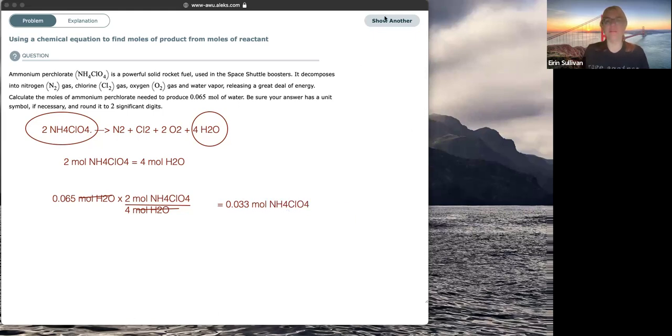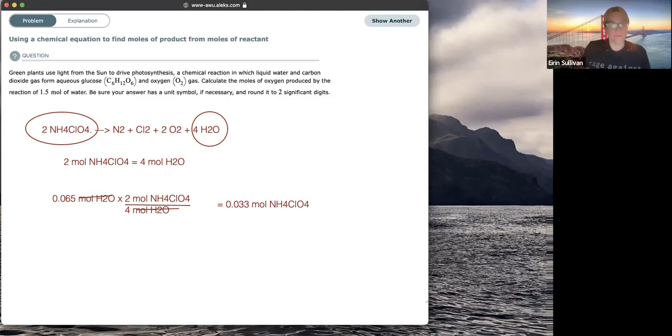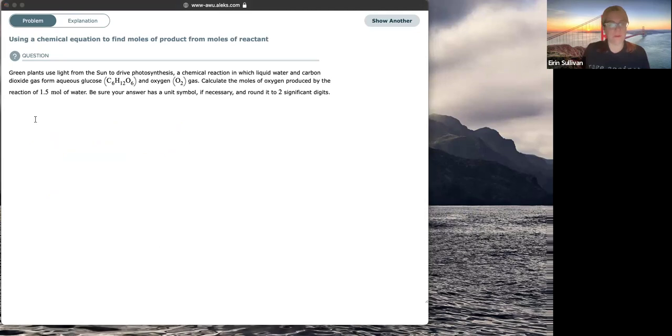Okay, so let's do another one just to make sure we got the idea here. Moles of oxygen to moles of water, sure, why not? So we're going to have to write a balanced equation first. Our reactants are going to be liquid water and carbon dioxide gas, and we're going to form aqueous glucose, C6H12O6, and oxygen. So it's like the reverse of a combustion reaction, right?